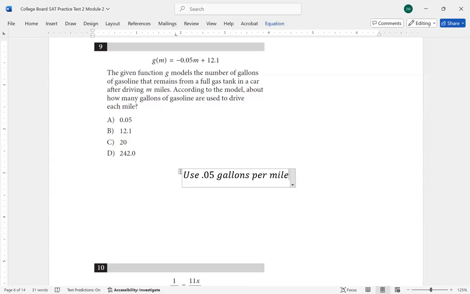This is the direct way to do it. You just interpret that slope means that the number of gallons in the tank is dropping by 0.05. So that means you're using 0.05 gallons per mile. And therefore, the answer to this question is A, which is 0.05.